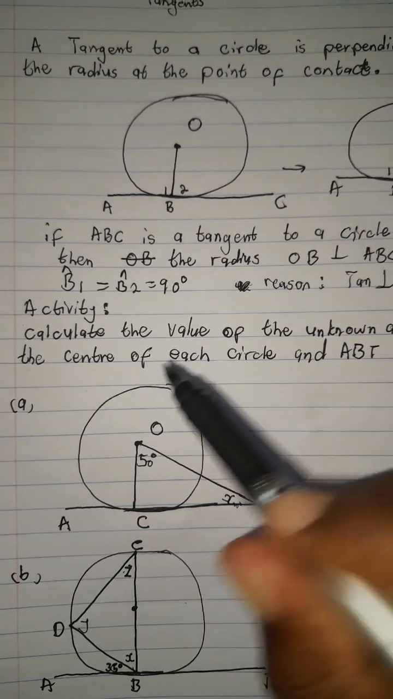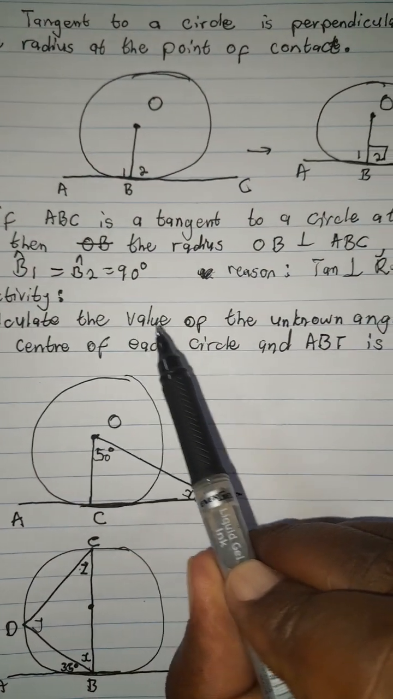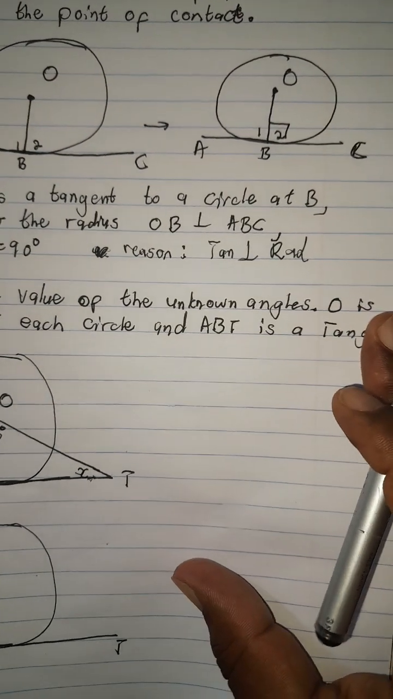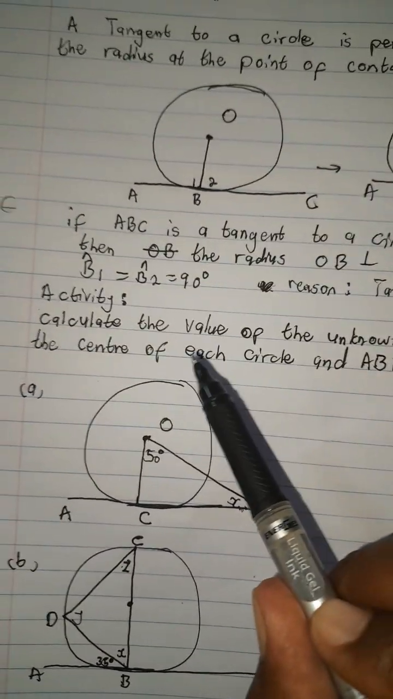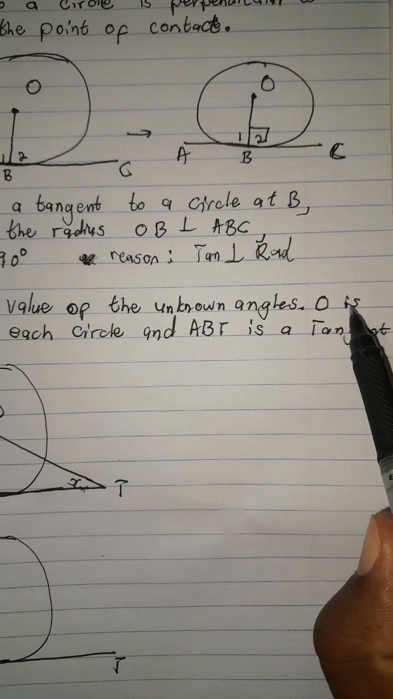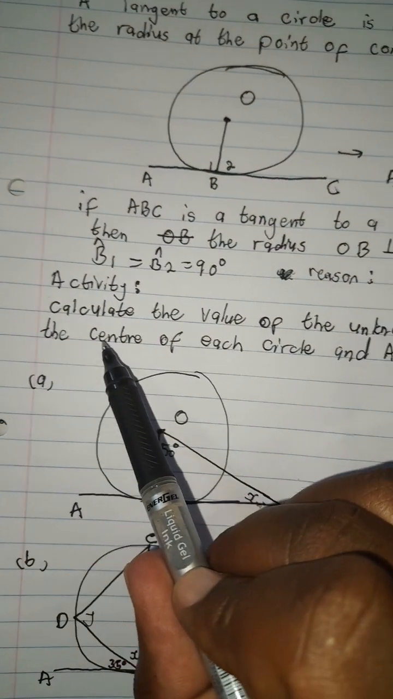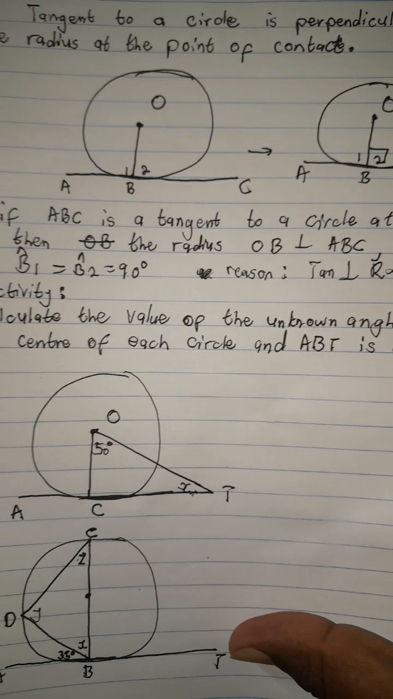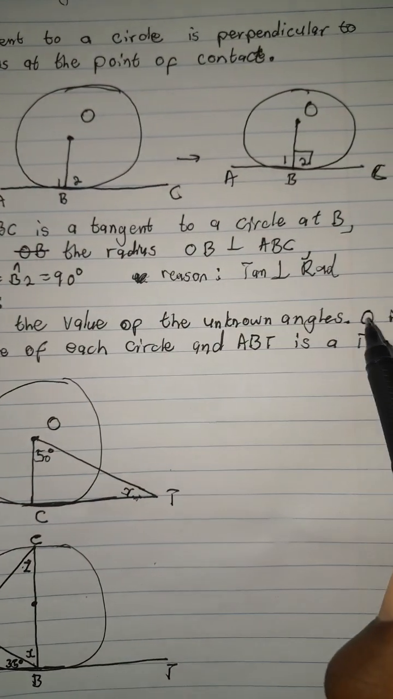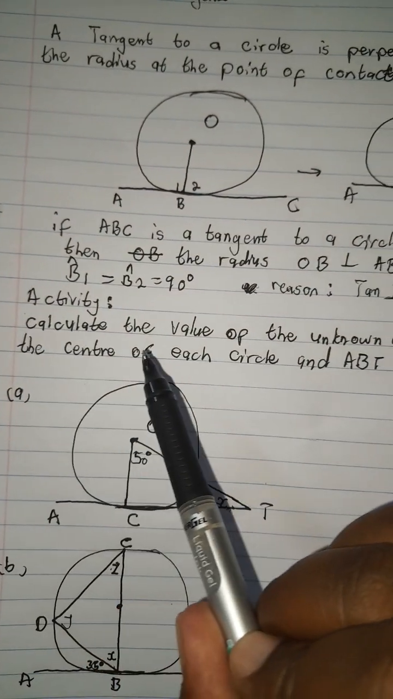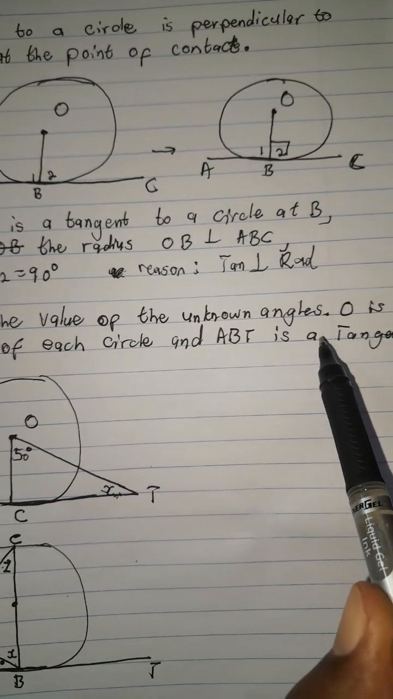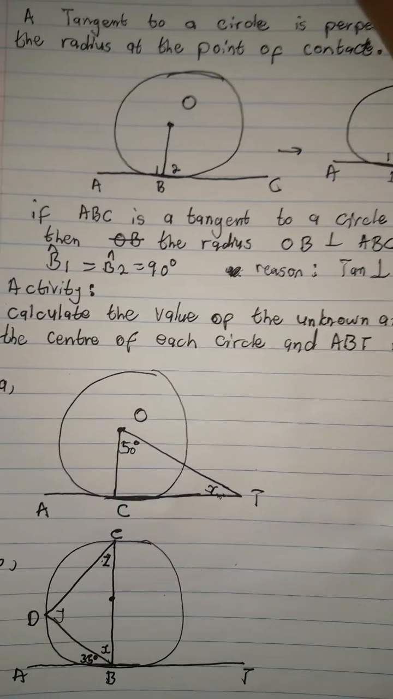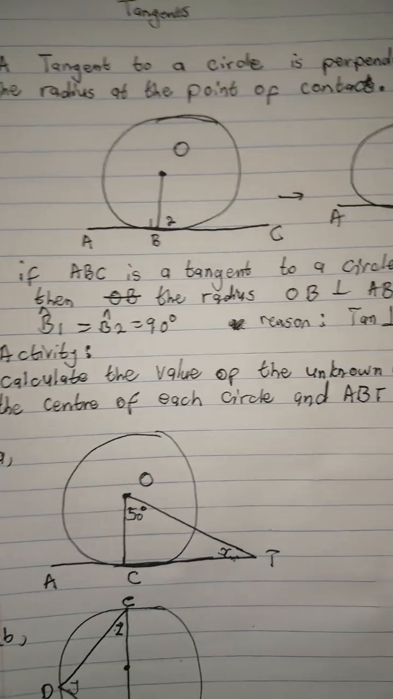So the question says calculate the value of the unknown angles. We are being told that O is the center of each circle, and ABT is a tangent, right? We said calculate the value of the unknown angle, and O is the center of each circle, and ABT is a tangent. That's what is required. So we need to calculate the unknown angles.